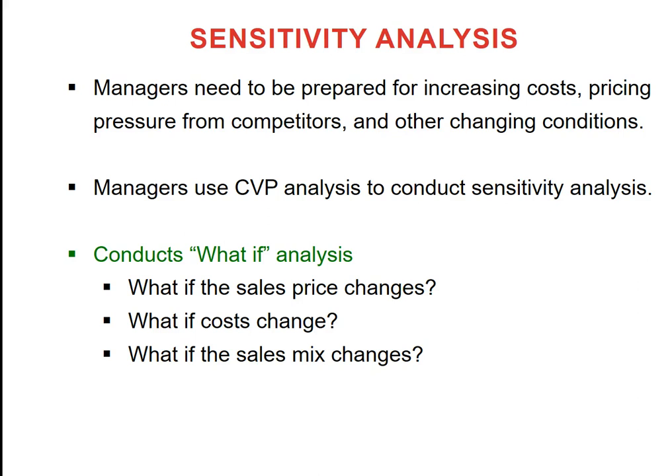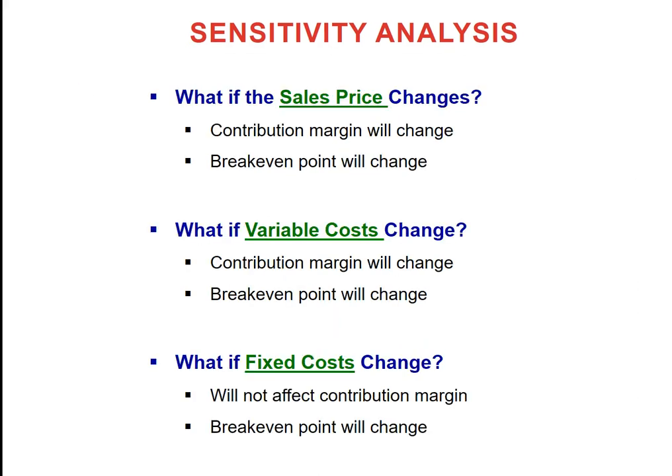This contribution margin concept and this CVP analysis will help managers make several decisions. Managers can easily check what if the sales price changes, what would be the impact on their operating income, what if the cost changes, what if the sales mix changes, how their operating income would be affected. And of course we will see several other examples in our next chapter, chapter 8, which is related to this concept, CVP analysis or contribution margin concept.